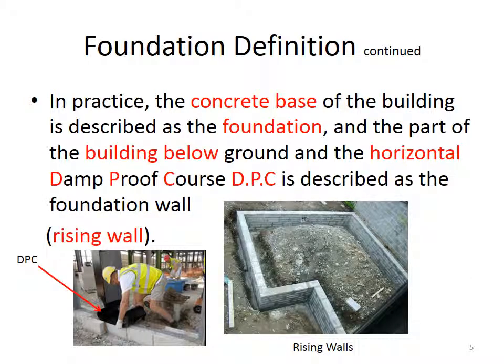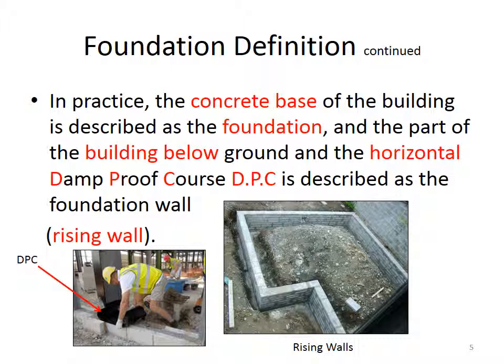Foundation definition continued. In practice, the concrete base of the building is described as the foundation, and the part of the building below the ground and the horizontal DPC or damp-proof course is described as the foundation wall or the rising walls. So we saw on the previous slide, a trench is excavated, then the concrete is poured in there. That's the concrete foundation. But also included in that then are the foundation walls. Like I said, these are called the rising walls, and we can see an example of this in the image on the bottom right hand corner there.